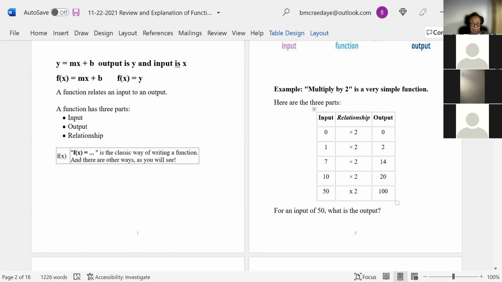Audrey, is that clearer? Yeah. Okay, so that's a function right there. We apply multiplication by 2 to our input to give us our output.